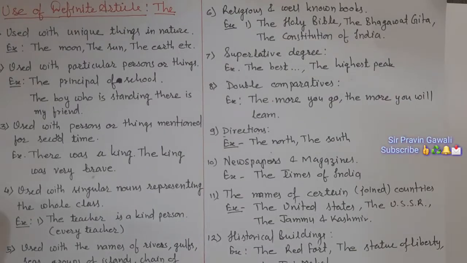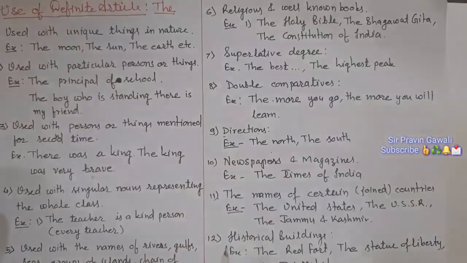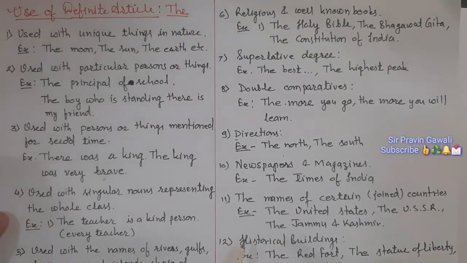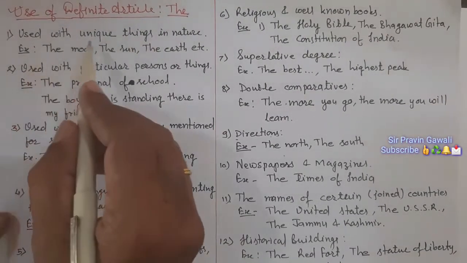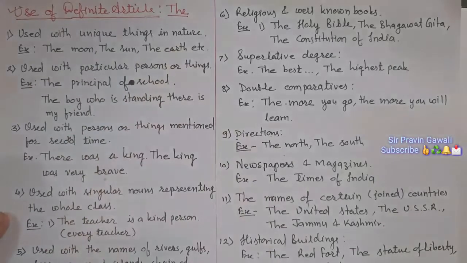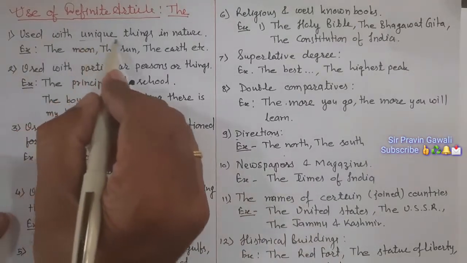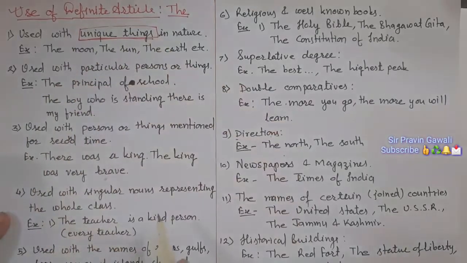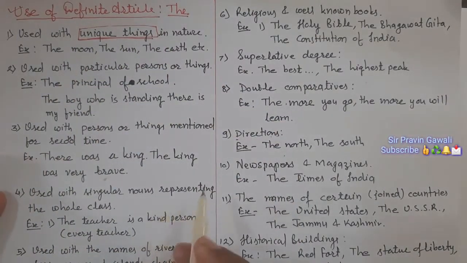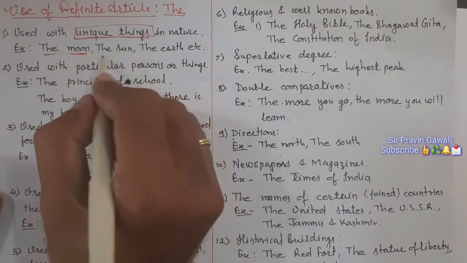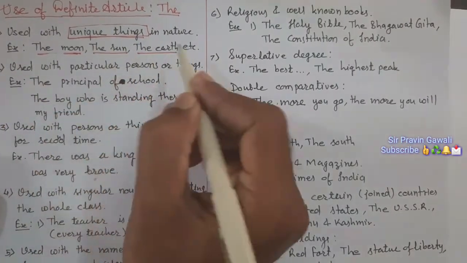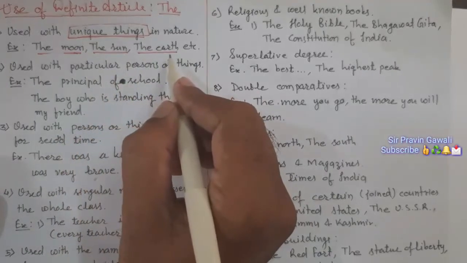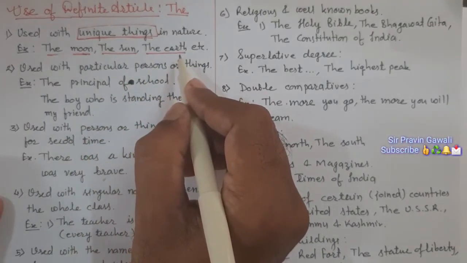Let's learn the uses of the definite article, that is "the". The first one: it is used with unique things in nature. Okay, we use the article with the things which are unique or universal in nature. For example, the moon, the sun, the earth. Moon, sun and earth are all unique in nature, or universal in nature we can say.